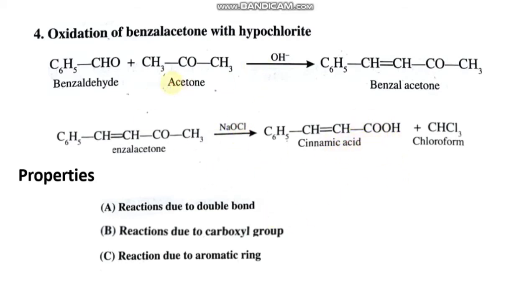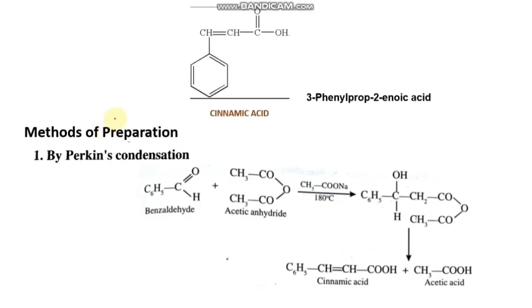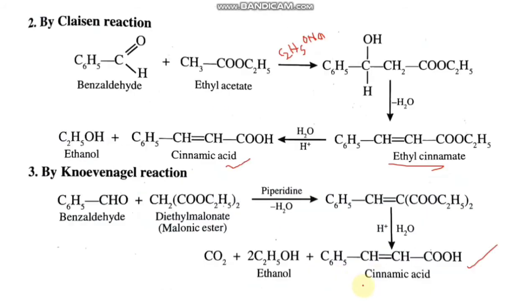So these are the different methods of preparation of cinnamic acid. First one, by Perkin condensation. Here benzaldehyde is reacted with acetic anhydride in presence of sodium acetate. We will get cinnamic acid. Then second one, by Claisen reaction. In this reaction, benzaldehyde is reacted with ethyl acetate in presence of sodium ethoxide, followed by the acidification of the resulting ester. We will get cinnamic acid.